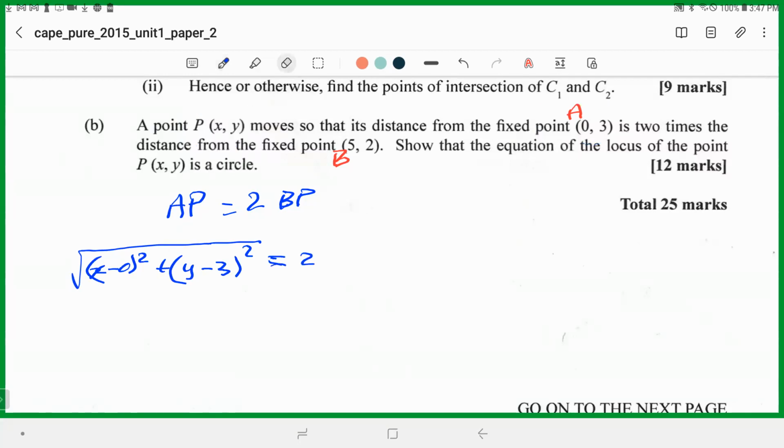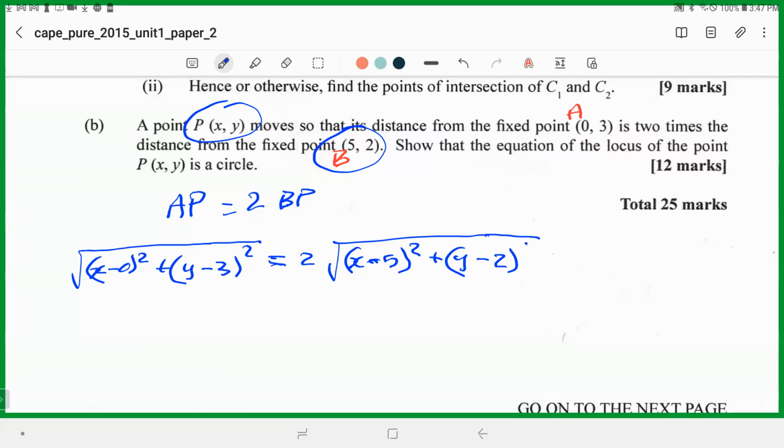BP is the distance between these 2 points, and I'm doing 2 times that. So you're going to get the square root of the difference in x value squared, x minus 5 squared, plus y minus 2 squared. That's what we're solving, that's what we're working out.